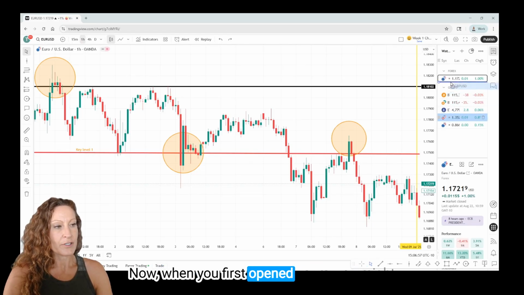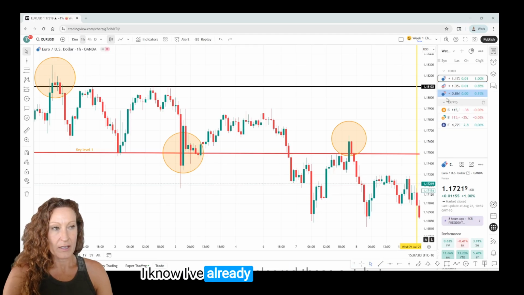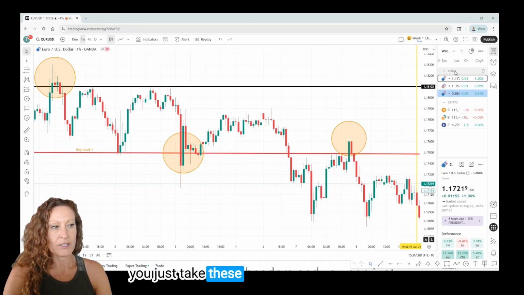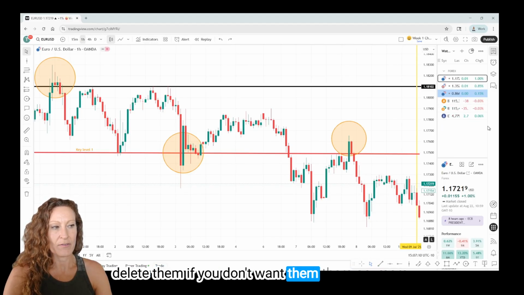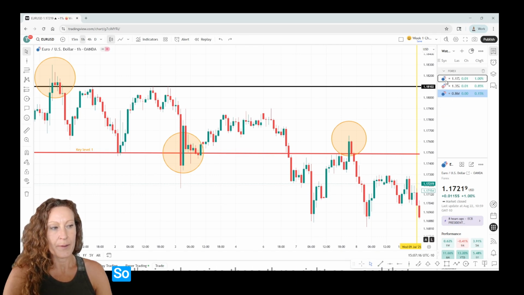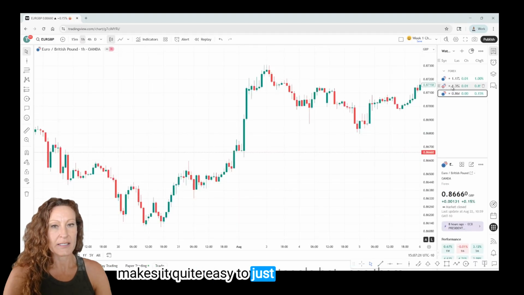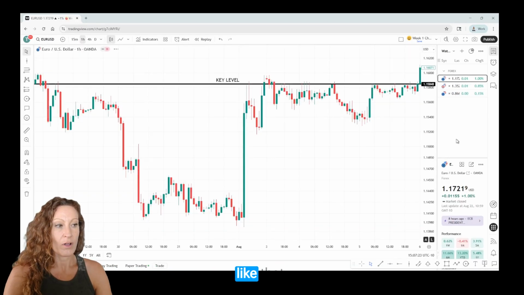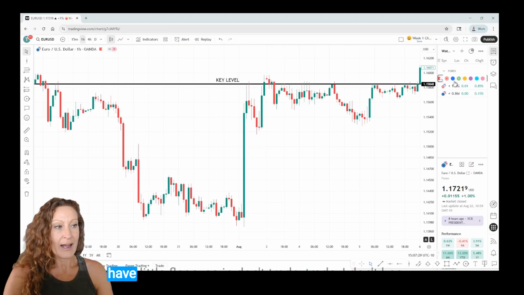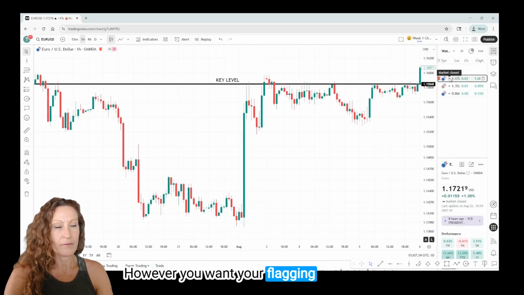Now, when you first opened yours, you might have had a whole bunch of them on there. I know I've already cleared these out, but I think there's a whole bunch on there. So if you want, you just take these headers and you can just delete them if you don't want them there anymore, just like that. And then you can delete each individual one that you don't want. So I'm just keeping these three right now, and that makes it quite easy to just toggle between them, just like that. Easy peasy. And then if you ever want to mark them somehow, they do have little flags, as in don't trade, I don't know, however you want your flagging system to go.